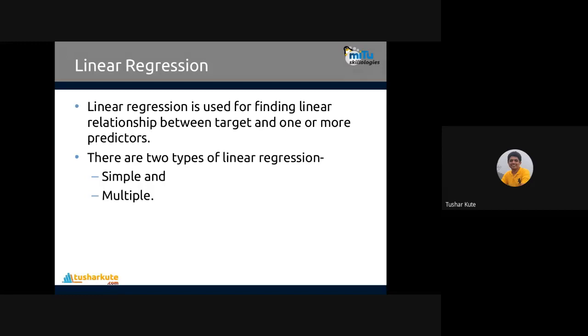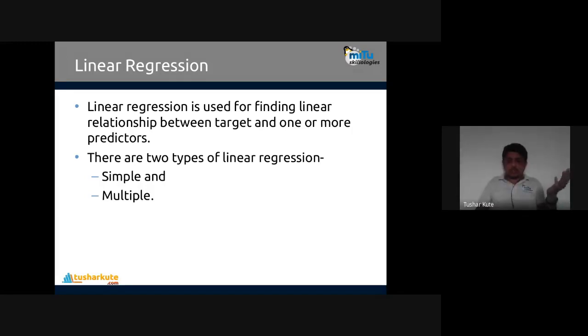So weight depends upon height, is it? Weight can depend on height, or on many factors, like for example the mileage of the car. Let's say the weight of the car changes the mileage of the car. So weight increases, mileage decreases. So they have a linear connectivity between them. Linear regression is a method to find a linear relationship between a target and one or more predictors.